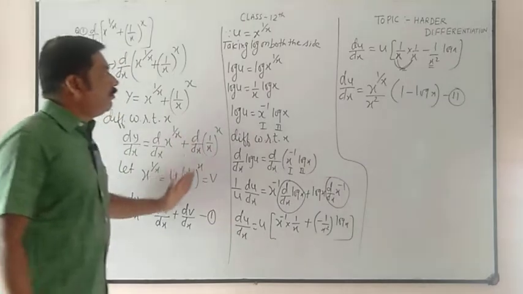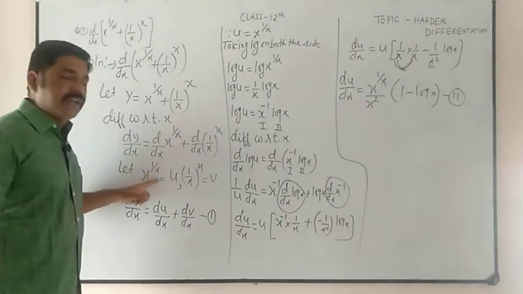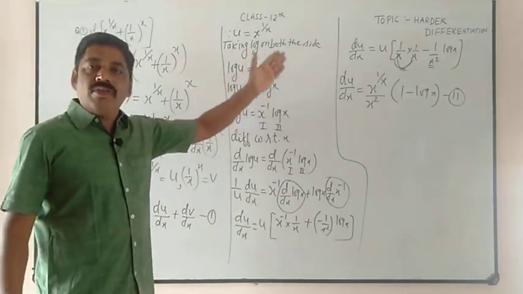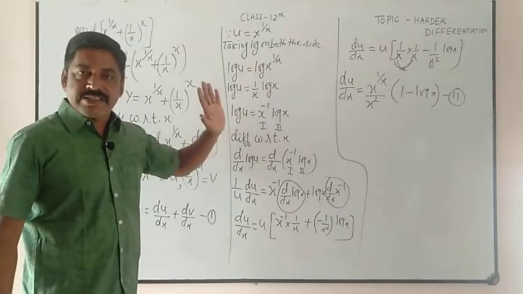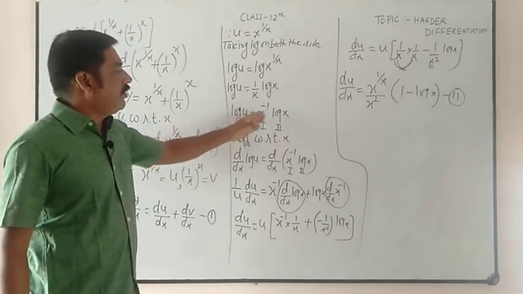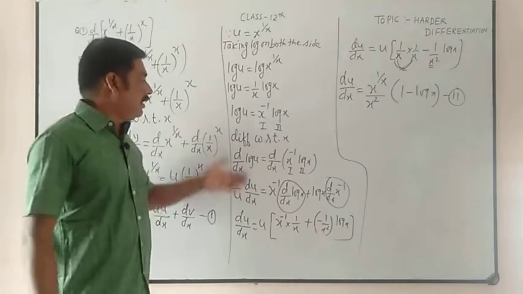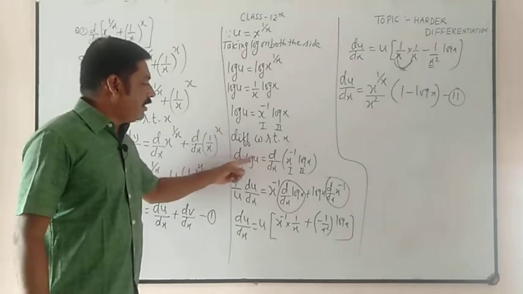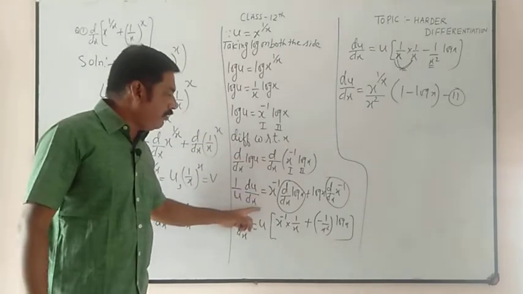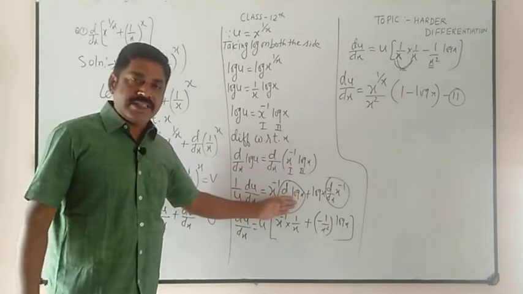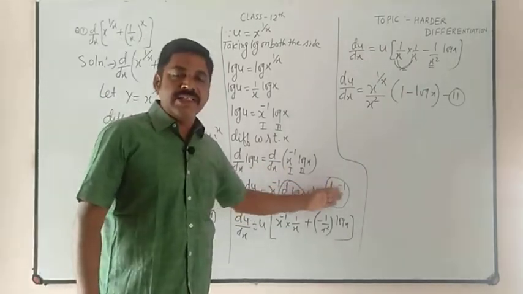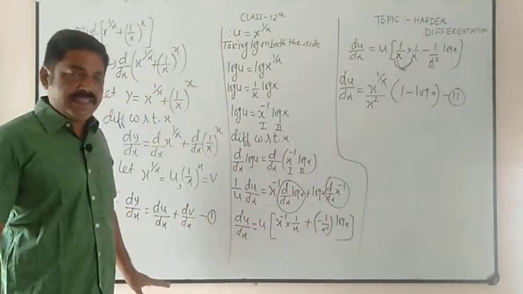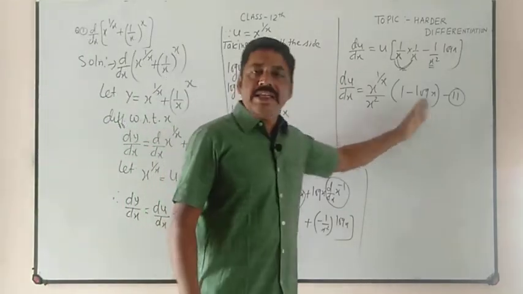Right? Very simple. Take u as x raised to 1 upon x, taking log on both the sides. Apply the law of log: 1 upon x log x. Clear? And log u is equal to x inverse log x. That means there are two terms. Now differentiation with respect to x. So differentiate. Differentiation of log u is 1 upon u du upon dx. First function into differentiation of second function plus second function into differentiation of first function. Now we can easily differentiate. Clear? So we got du upon dx.